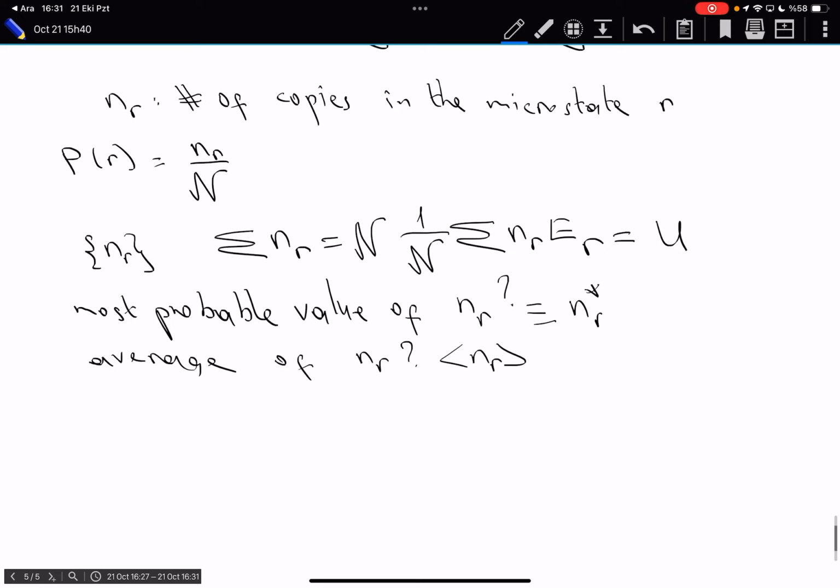I have many copies. Now I will try to understand what is the most probable value of these numbers and what is the average of these N_R. It will turn out that they are equal. We will derive both of them and explicitly show that they are equal. The most probable value is the average. But that is what we will do in the next hour.